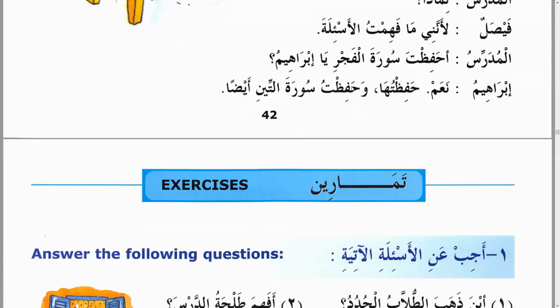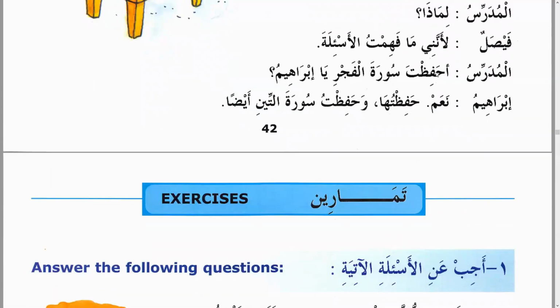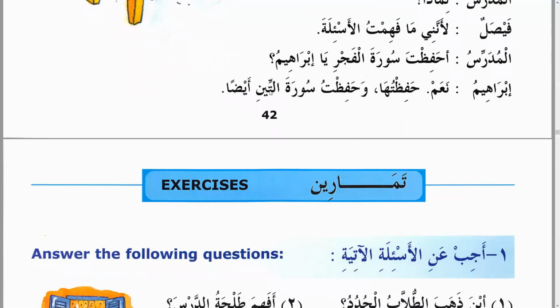Hafidta Surat al-Fajr, ya Ibrahim? Did you memorize Surat al-Fajr, O Ibrahim? Naam, hafidtuha. Yes, I memorized it. Hafidtu Surat al-Teen aydan. I also memorized Surah al-Teen, wat-tini waz-zaytun. Alhamdulillah. So this was the lesson.